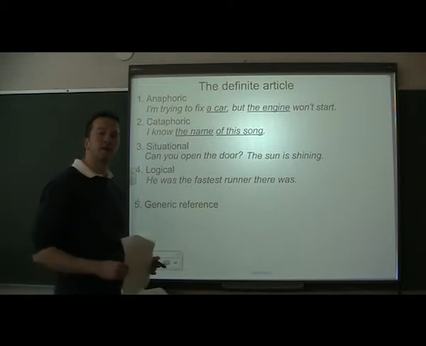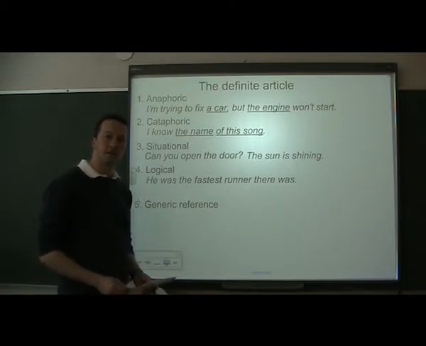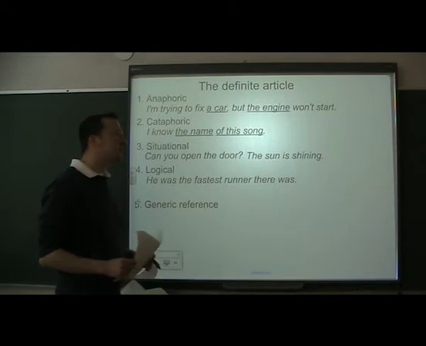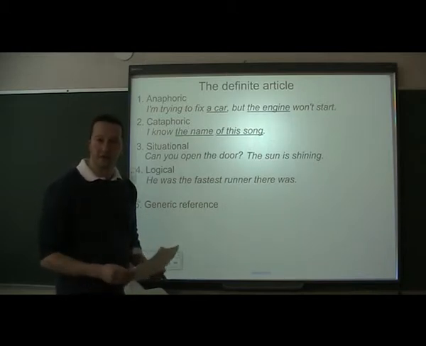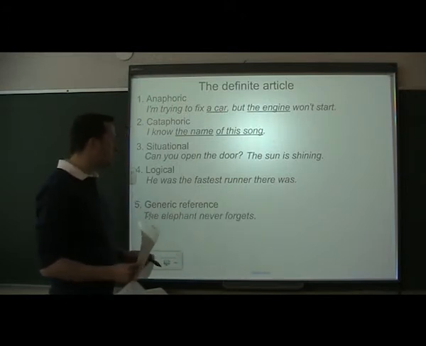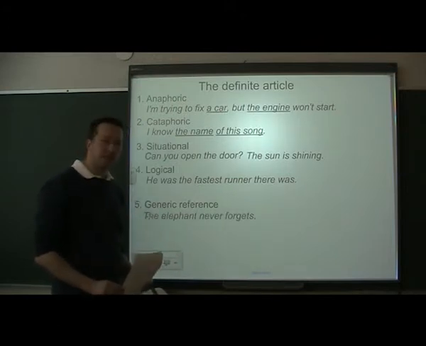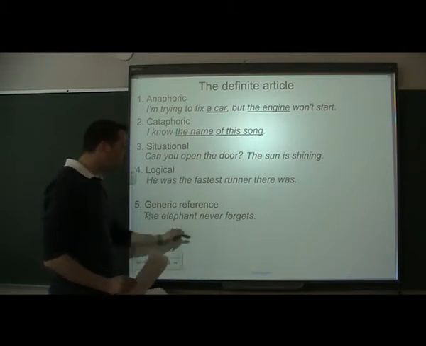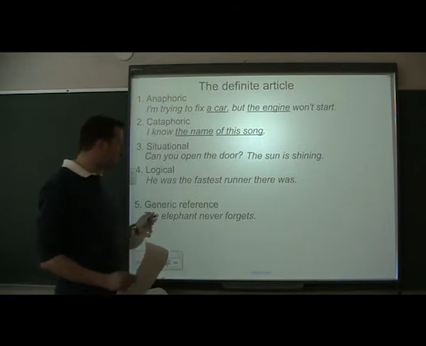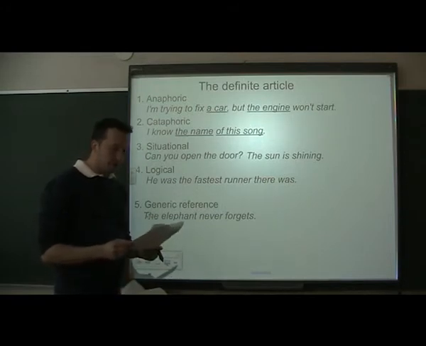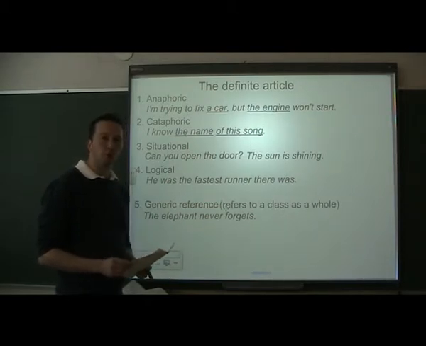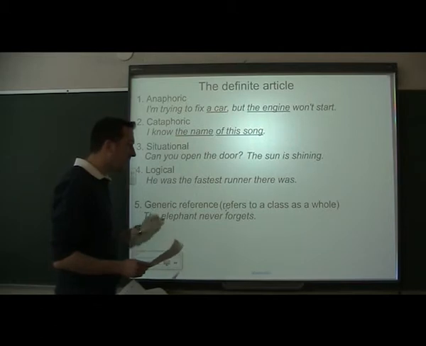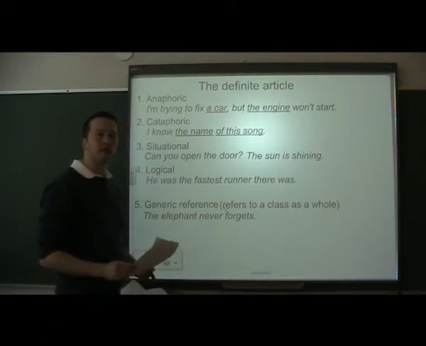The definite article can also be used in generic reference. Here, it doesn't mean that we're talking about a particular individual, for example. In The Elephant Never Forgets, it's not any particular elephant that never forgets, it's all elephants. So we use the definite article to refer to the class as a whole. The elephants as a species never forget.